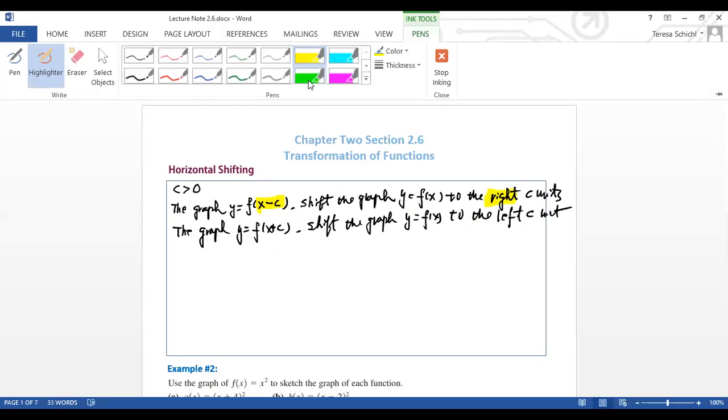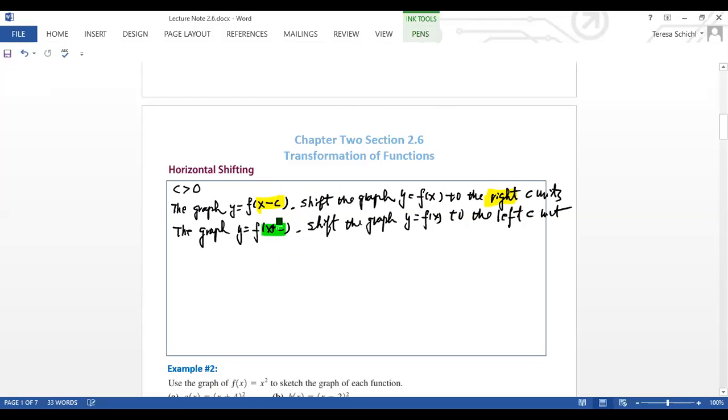Now in here, this is x plus c, right? If it's x plus c, then when you set it equal to 0, x equals negative c. What does negative c mean? That means go to the left-hand side, right? So that's why it's a shift to the left here.